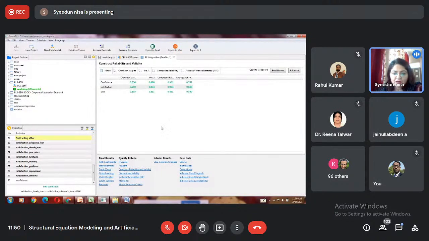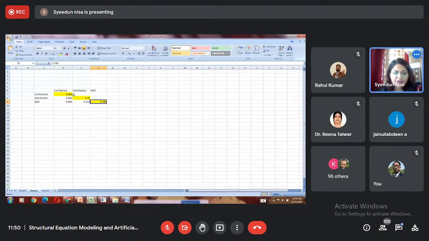this 0.752, if you take the square root of this, 0.86, sorry, you'll get the square root of AVE. So this is the square root of AVE for confidence, this is the square root of AVE for satisfaction, and this is the square root of AVE for skill. This should be more than the correlation value.